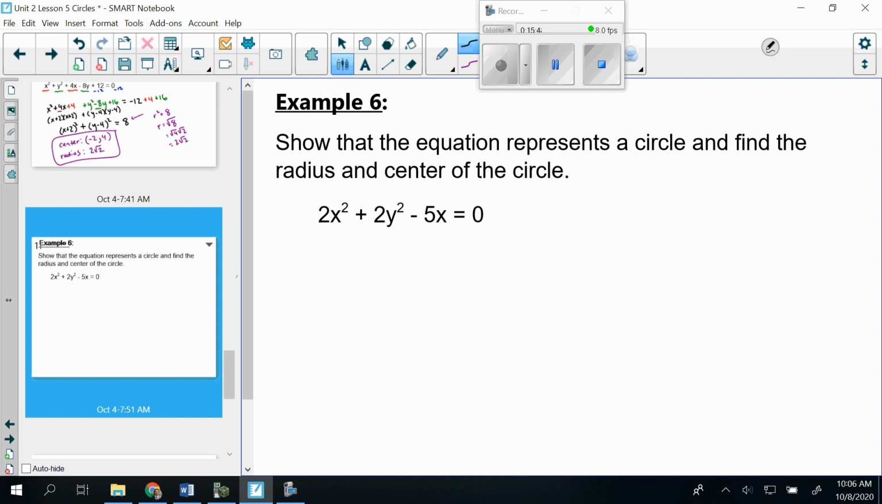Next example. So this one's along the same lines of the one we just did. We're going to, again, group together things that are the same. So I'm going to start by grouping together my x stuff. So I got 2x squared minus 5x. I'm going to group together my y stuff. Looks like there's only one thing with y here.